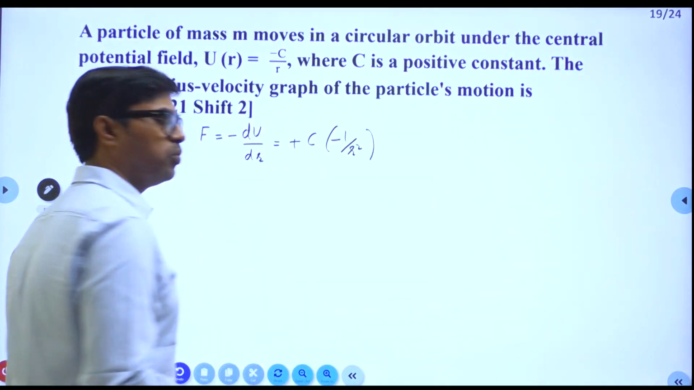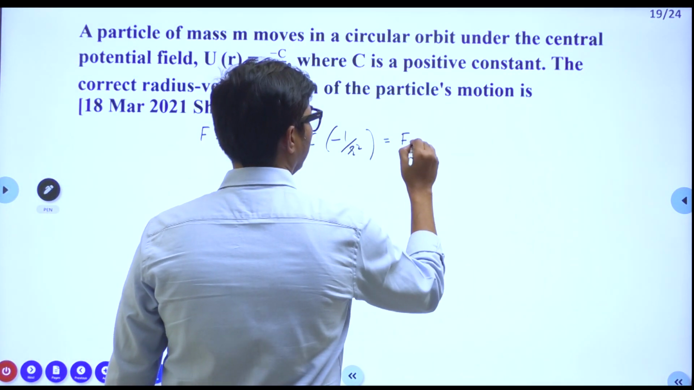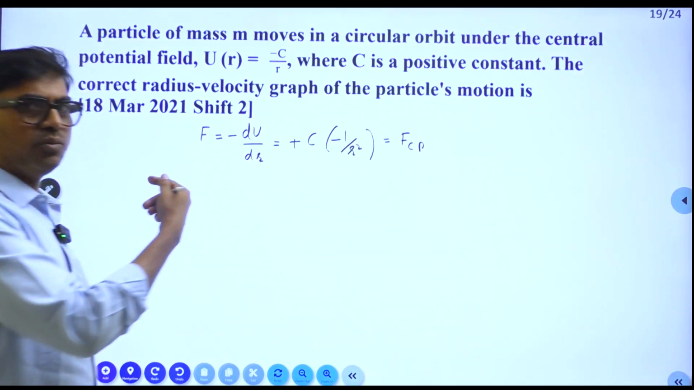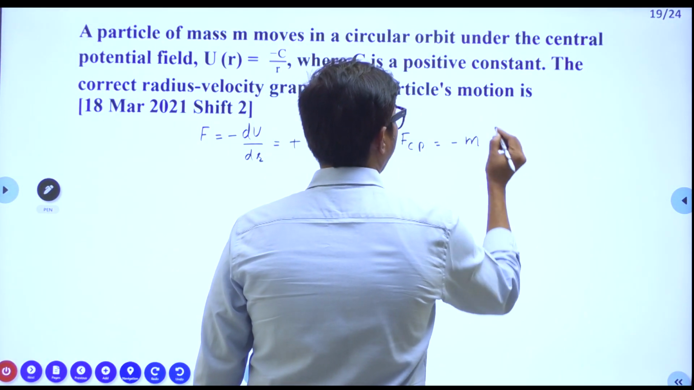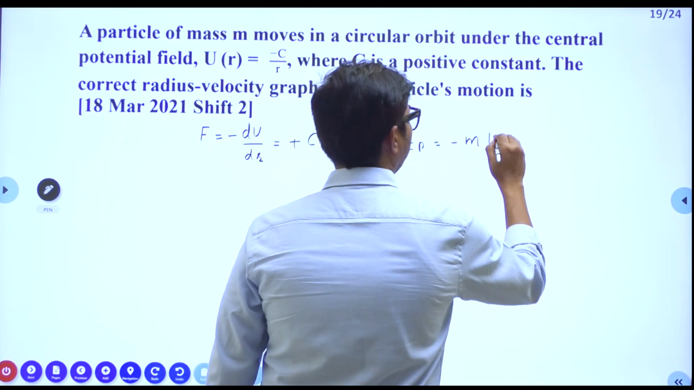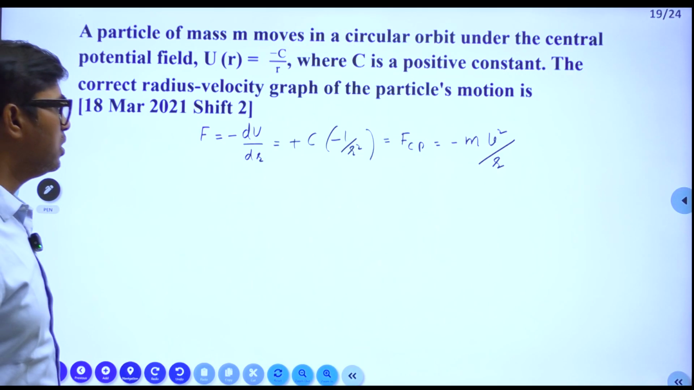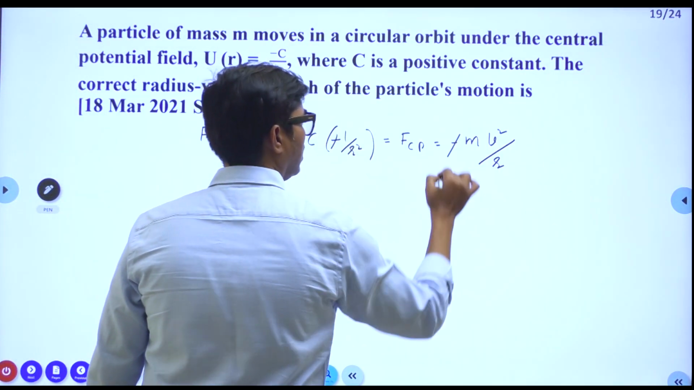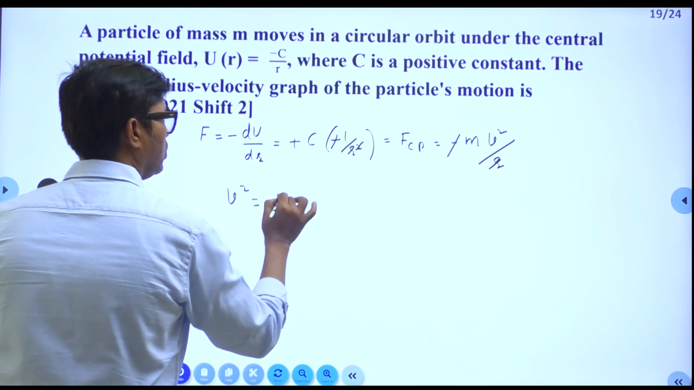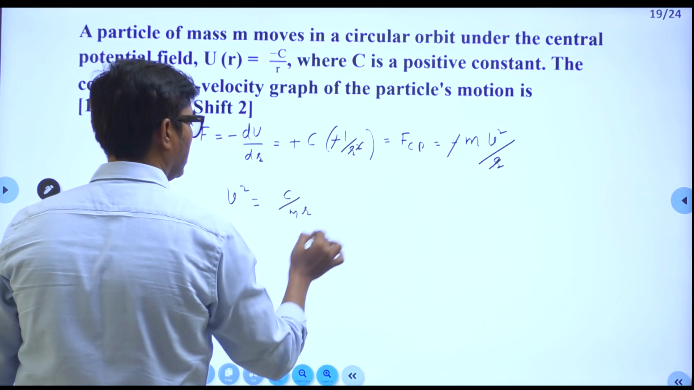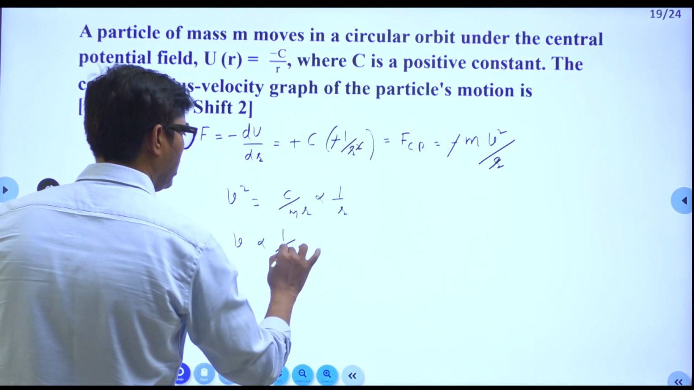The differentiation of 1/r is minus 1/r squared. That should be equal to the centripetal force. You see it is negative, meaning towards the center, positive meaning radially outward. So this should be equal to minus of m into v squared by r, the centripetal acceleration. That minus indicates that it is radially inward. So that minus is gone, and when r gets cancelled, you will see that v squared equals C by m r, proportional to 1 by r. Otherwise, v is proportional to 1 by root r.